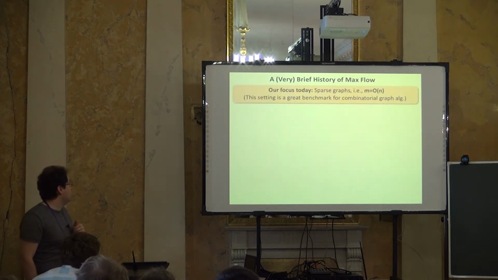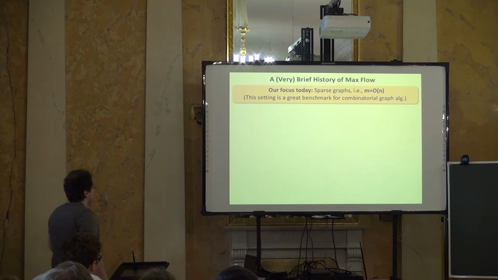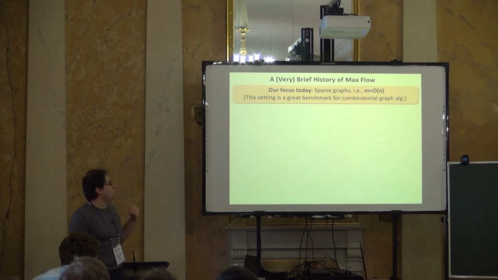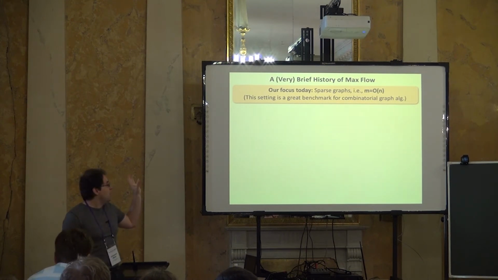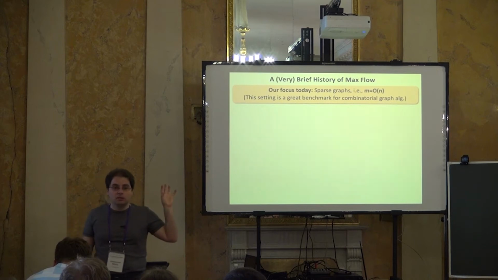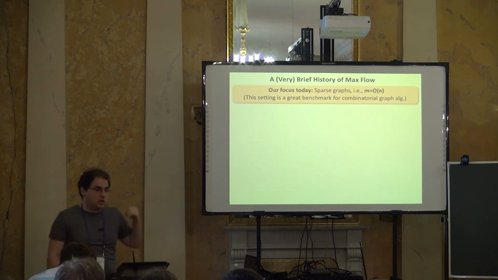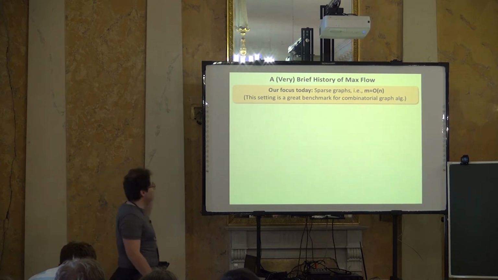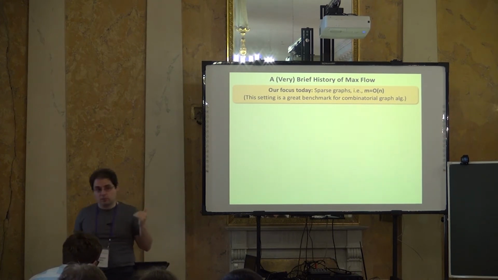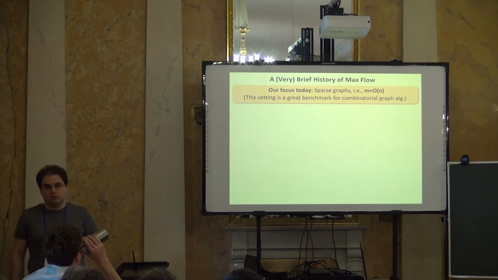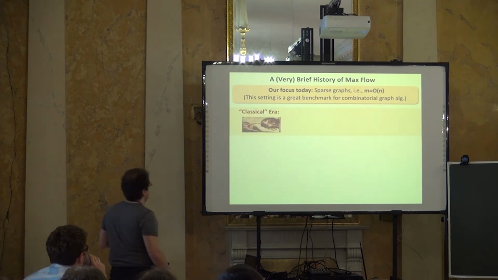So what is known about it? First of all, our focus today and also in the rest of this lecture will be to look at a particular regime of max flow. Namely, we will always look at graphs that are sparse, meaning the number of edges is not much larger than the number of vertices. This is of course a special case of the problem, but actually it is a great benchmark for combinatorial graph algorithms. All the developments first happened in this regime, and only later on were generalized to arbitrary densities. So that's what we will stick to.